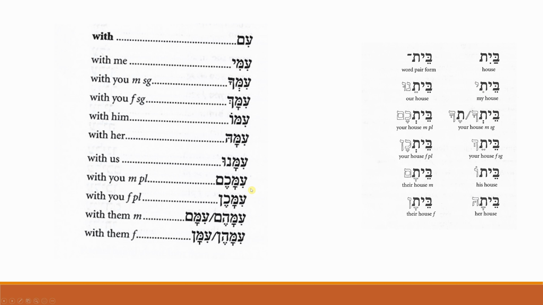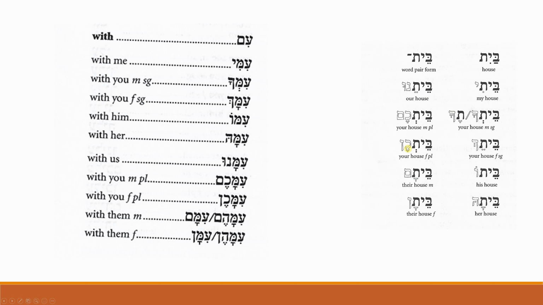What you will see is that there are many similarities. Let's move to the plural just to look at them. There are a couple small differences here. But imanu, with us, in comparison to beitenu, our house. Again, they both have the new endings.